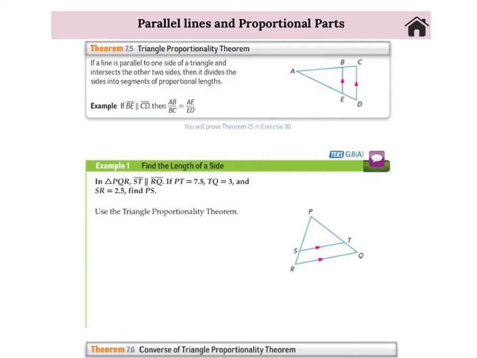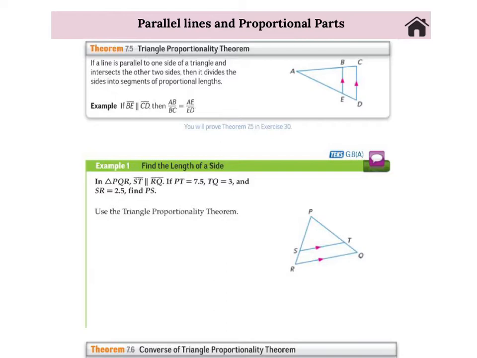Hey everybody! So today we're going to be talking about parallel lines and proportional parts. So we are still talking about triangles. And as far as in class, these notes will actually be broken down into 2 separate days, but I'm just going to make the one single notes video so you have all of the resources in the same spot.